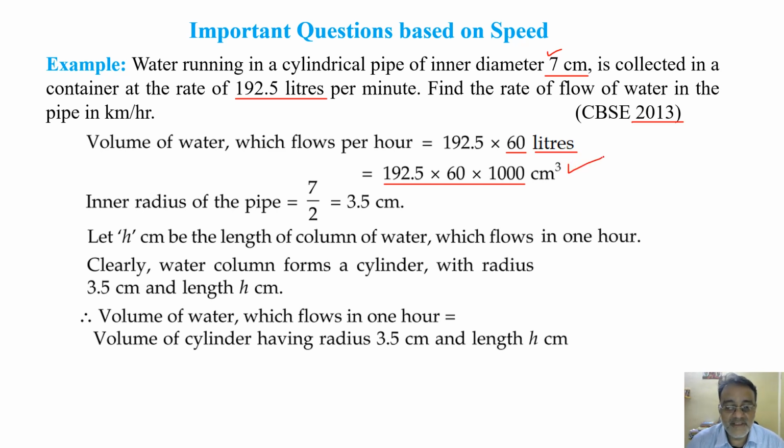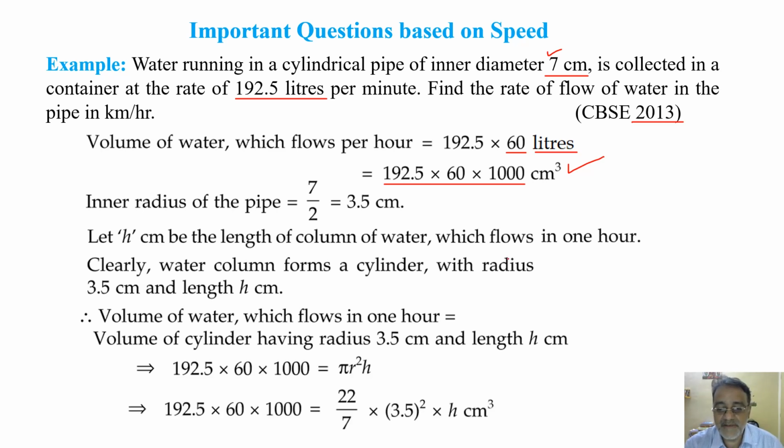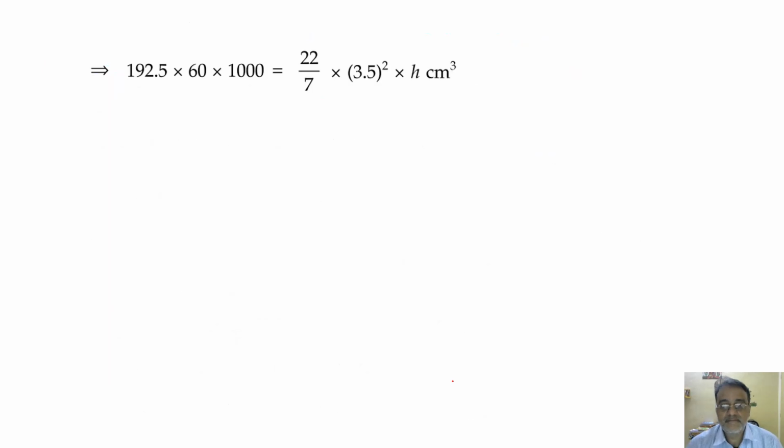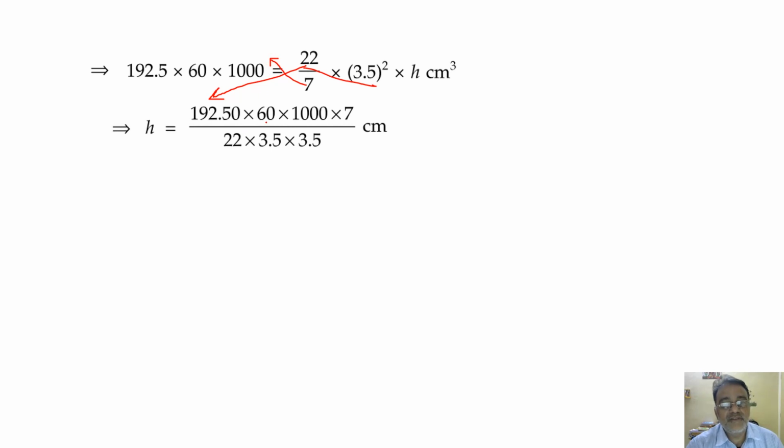So volume of water flows in 1 hour, it is given 192.5 into 60 into 1000, and volume of cylinder having radius 3.5 centimeter and length h centimeter will be pi r square h. r का वैल्यू सब्सटीट्यूट करेंगे 3.5. ठीक है. इसको 7 by 2 भी लिख सकते हैं हम लोग, राइट. यहाँ तक स्टेप क्लियर है? Yes, sir. ठीक है. तो अभी ये दोनों को नीचे शिफ्ट करेंगे यहाँ पर और 7 को ऊपर. सो h इज इक्वल टू 192.5 इंटू 60 इंटू 1000 इंटू 7.